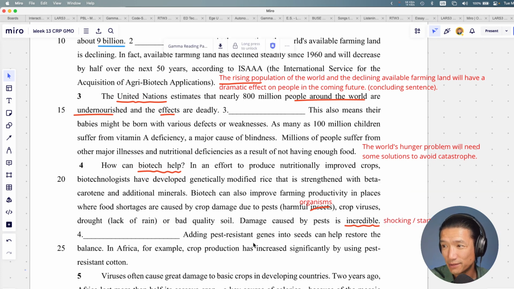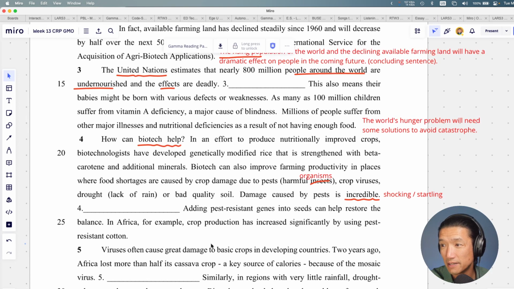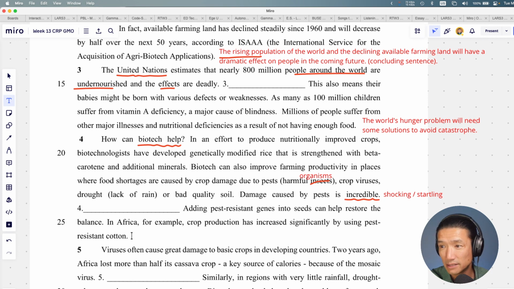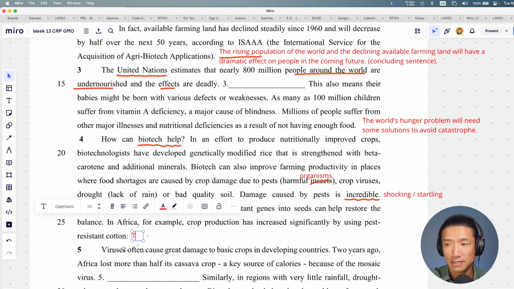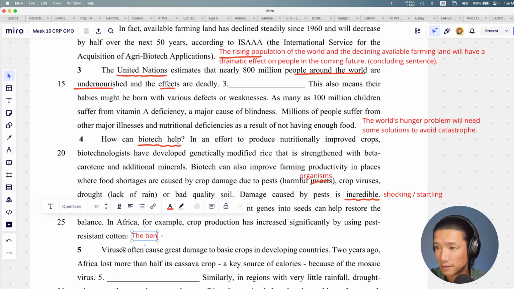Okay, so adding pest-resistant genes into a seed can help restore the balance. In Africa, for example, crop production is increased significantly by using pest-resistant cotton. Okay, so what is this paragraph talking about? Well, it's talking about the benefits. Okay, so the benefits of, I don't know, genetically modified.